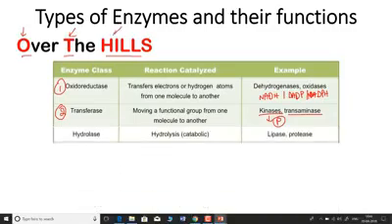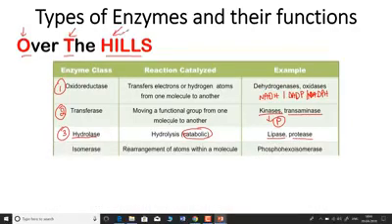Third, with capital H, that is hydrolase. As the name says, hydrolase definitely deals with water. It causes hydrolysis, so it is a catabolic enzyme involving the process of hydrolysis, breaking down larger components into smaller parts. Examples: lipase breaks down lipid, and protease breaks down protein.